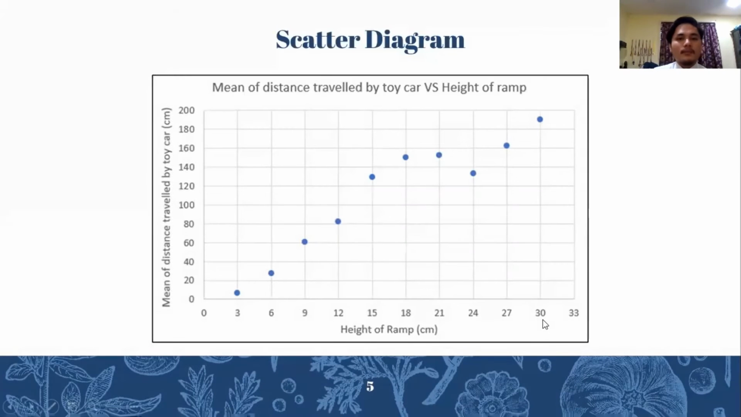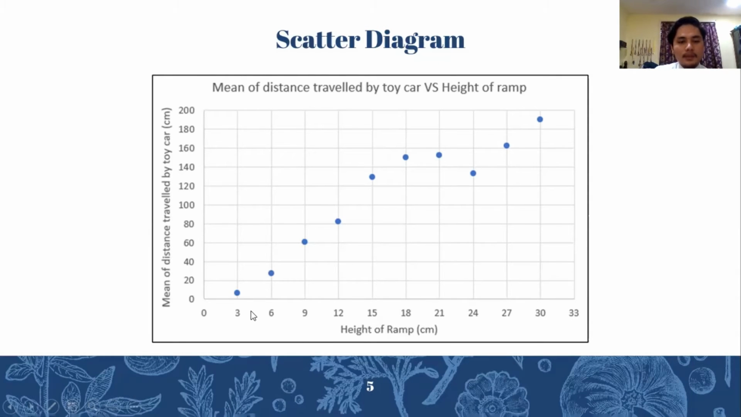Okay, next. So for the scatter diagram, the x-axis is height of ramp: 0, 3, 6, 9, 12, 15, 18, 21, 24, 27, 30, 33. And for our y-axis, mean of distance traveled by toy car in centimeters: 0, 20, 40, 60, 80, 100, 120, 140, 160, 180, and 200. So this will be our scatter diagram.